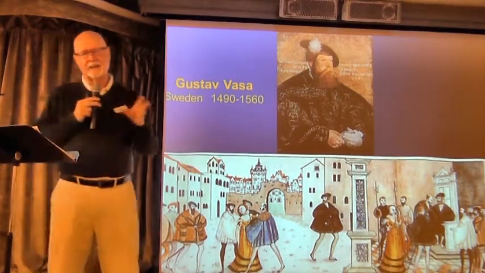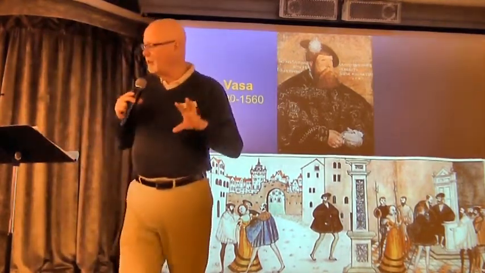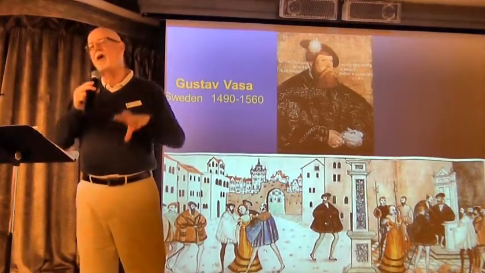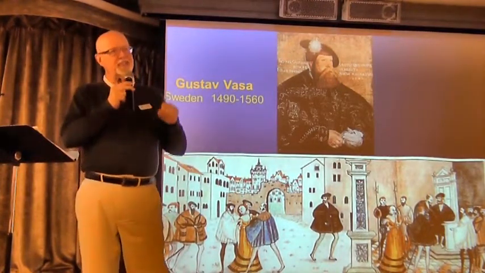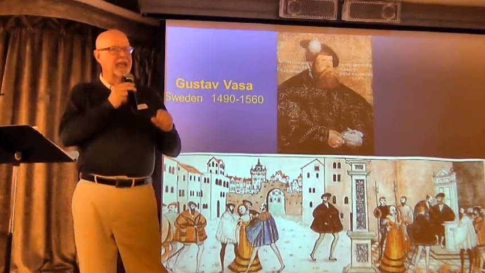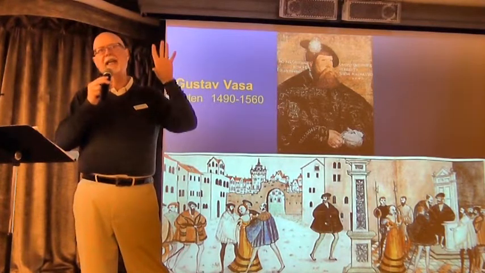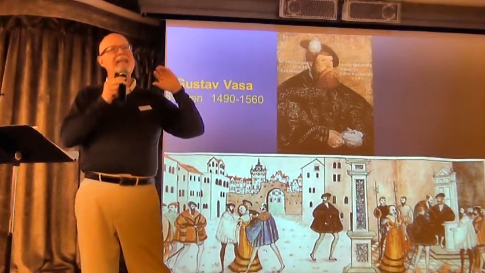Vasa, his story starts with Prince Christian, the son of King John of Denmark and Norway. Christian was a ruthless tyrant, and he was trying to take over Sweden to control it like he did Denmark and Norway. And he did several things.